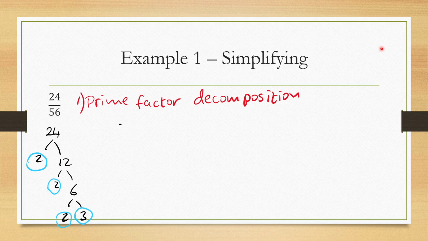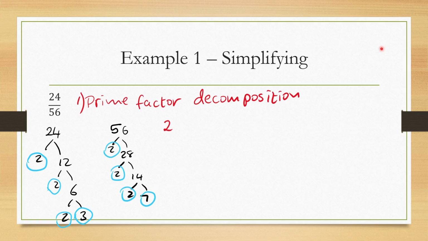Let's move on to 56. So 56, same as before, I break it down into 2, take out the 2, and that gives me 28. So breaking 28 down, it gives me 2 and 14. Breaking the 14 down, it gives me 2 and 7. And all of these are prime numbers, so I go ahead and circle them as well.